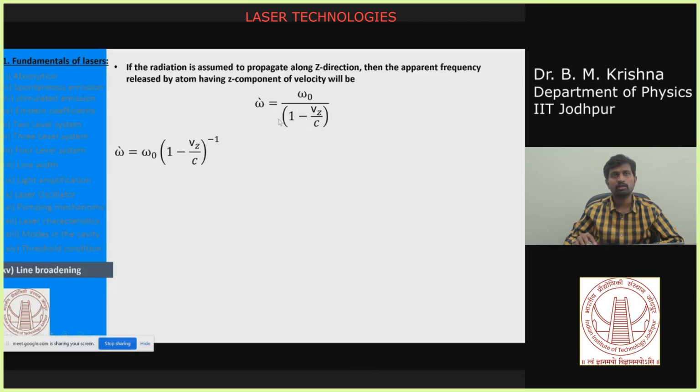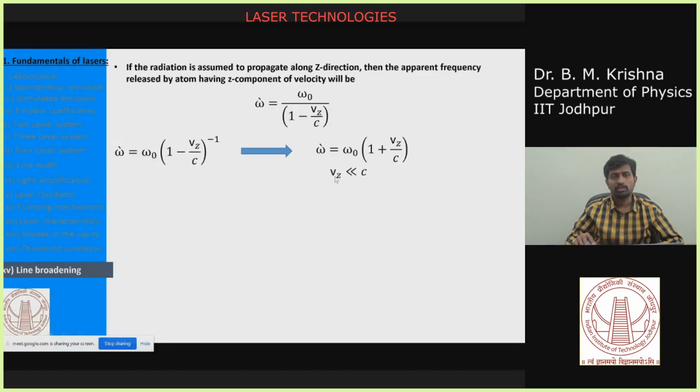So you can take this to the numerator side, and you will get (1 minus Vz by c) to the power minus 1. I am neglecting the higher order terms, as for such a velocity Vz, the higher order terms will be negligible. So I will get the first order term: omega prime equals omega naught times (1 plus Vz by c). This is a simple expansion of (1 minus x) to the power minus 1. So neglecting the higher order terms, your frequency will be modified like this.